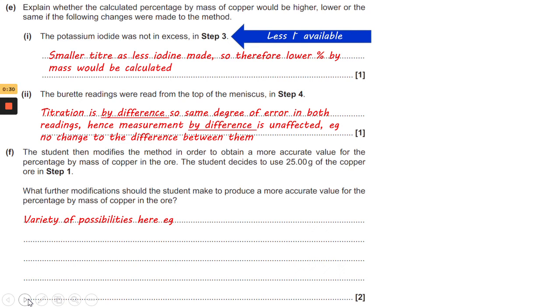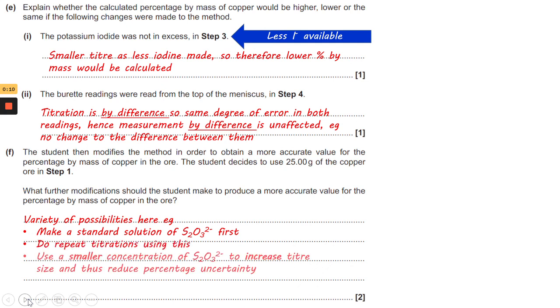So in the final part, we've got a variety of possibilities, and it asks what further modifications the student should use to make a more suitable or accurate value for the percentage by mass of copper in the ore. The student uses 25 grams of copper ore, so it's a bit more, to make a standard solution, so you can do repeat titrations, or you can use a smaller concentration of S2O3 2-, increasing titre size, reducing percentage uncertainty.